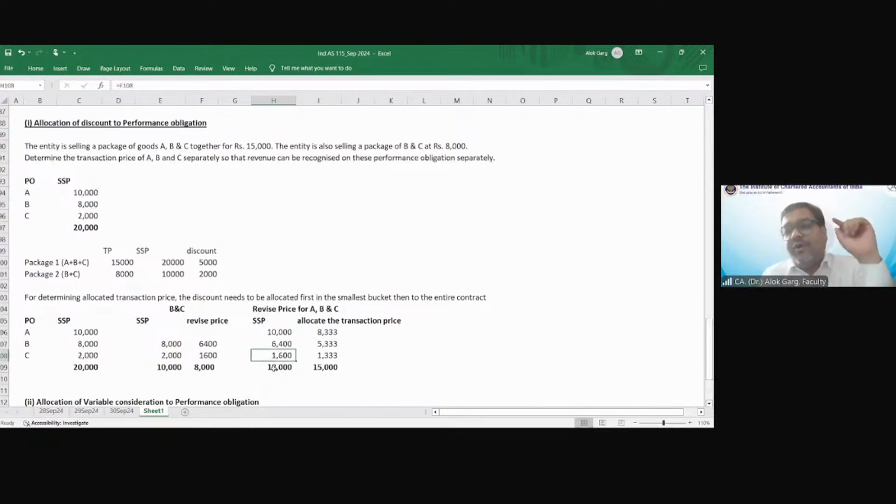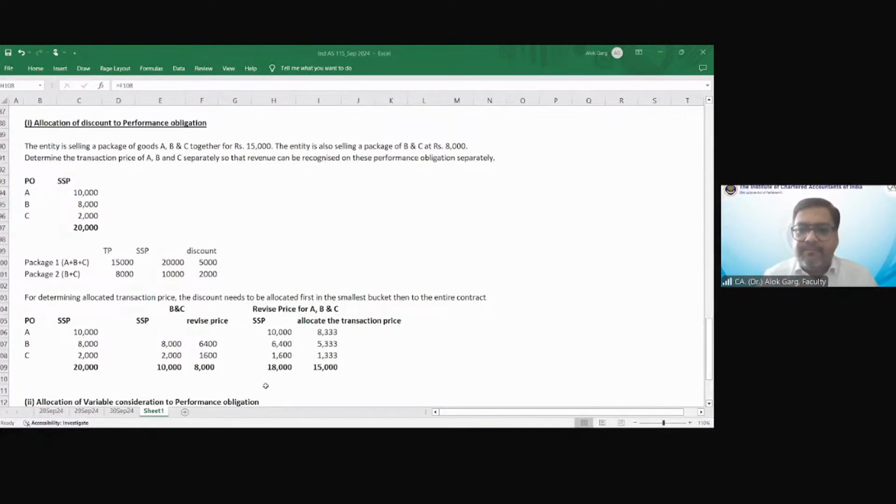Yes, sir, that is clear. What you and Mamta were telling about the residual approach, you will apply when the value of A is not given in the question. When the value of A is not given in the question, right? Is that clear?